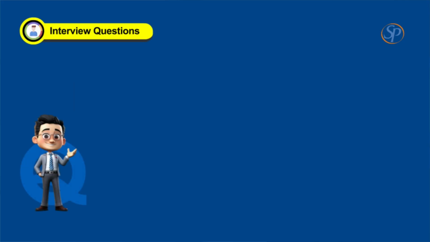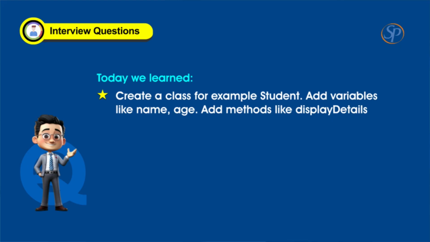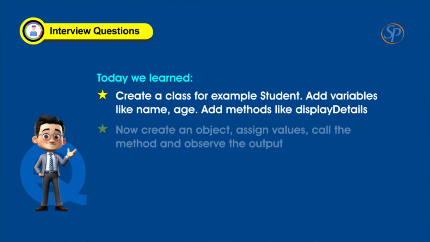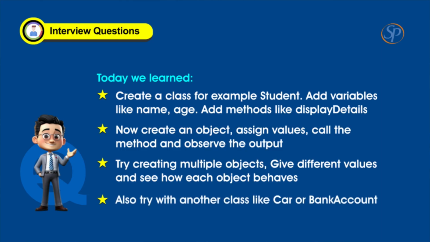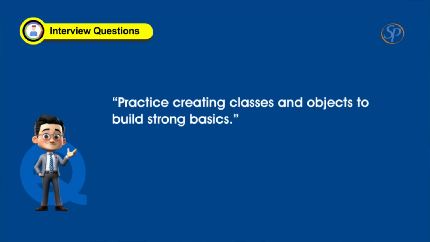Homework and questions. Before ending this video, I have a small task for you. Create a class, for example Student. Add variables like name, age, and add methods like displayDetails. Now create an object, assign values, call the method, and observe the output. Try creating multiple objects, give different values, and see how object behaves. Also try with other classes like Car or BankAccount. Practice creating classes and objects to build strong basics.